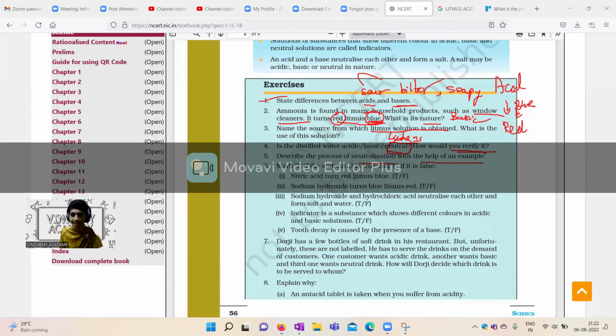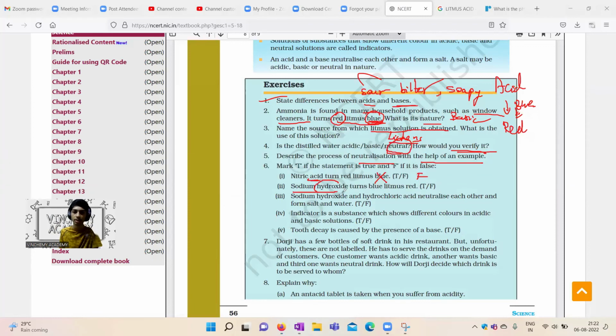True or false? Nitric acid turns red litmus into blue. So it's an acid, and acid turns litmus into red. So this is false. Sodium hydroxide, I told you, if it is hydroxide, it's a base. Sodium hydroxide turns litmus into blue. So this is again false.